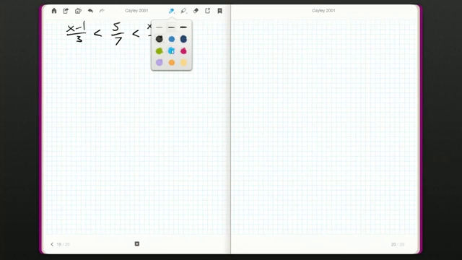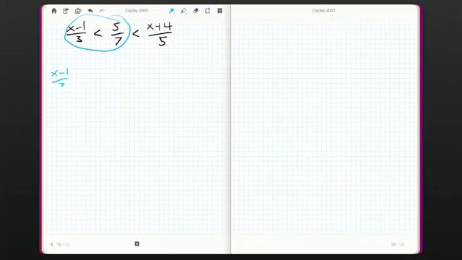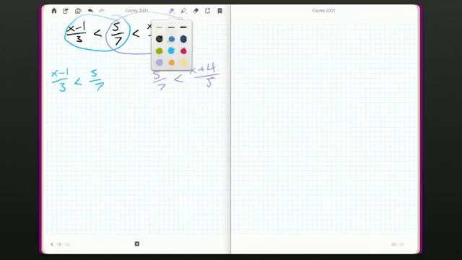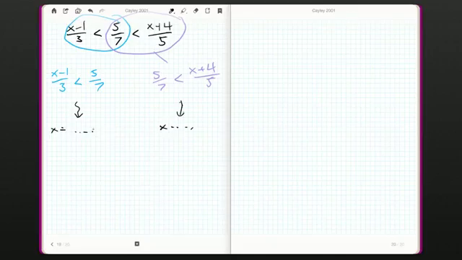So really we're looking at two inequalities here. We've got this one over here, and we have this one over here. We'll make it lavender, I don't use the lavender enough. And we've got this inequality over here: 5/7 less than (x plus 4) over 5. Now we're going to solve each of these in turn. This will give us a range of x values, and then this one will give us a range of x values, and we just see which ones they have in common.